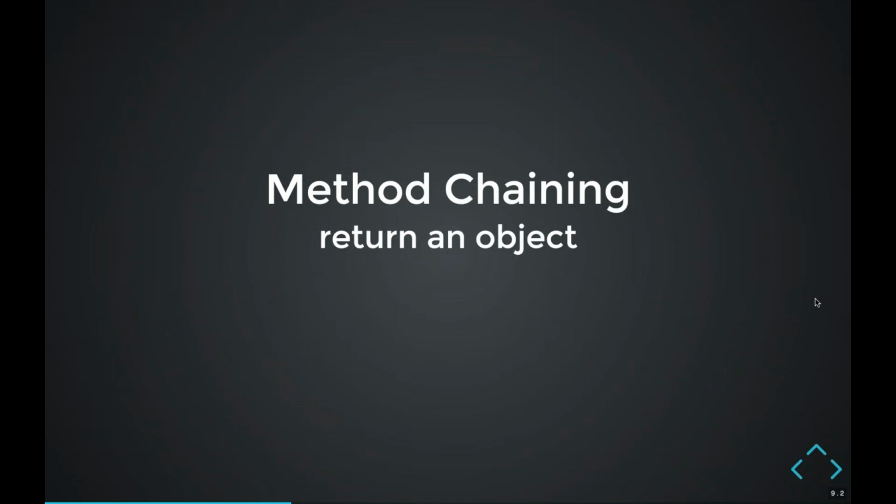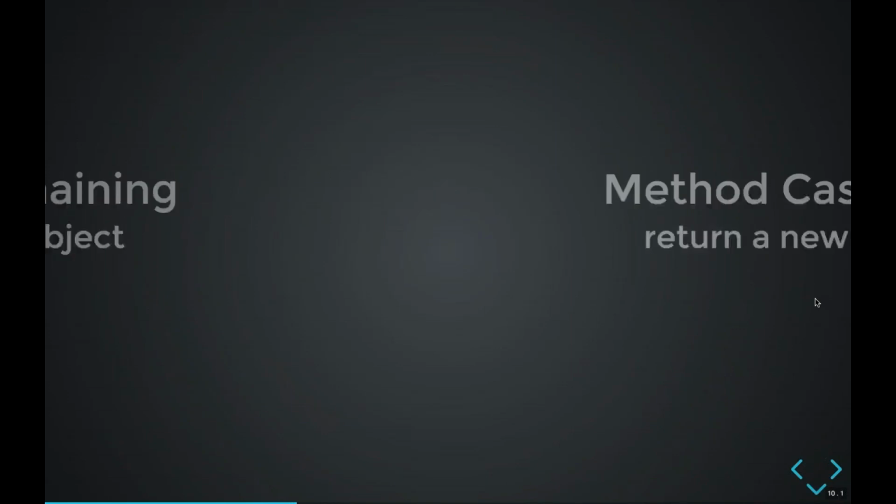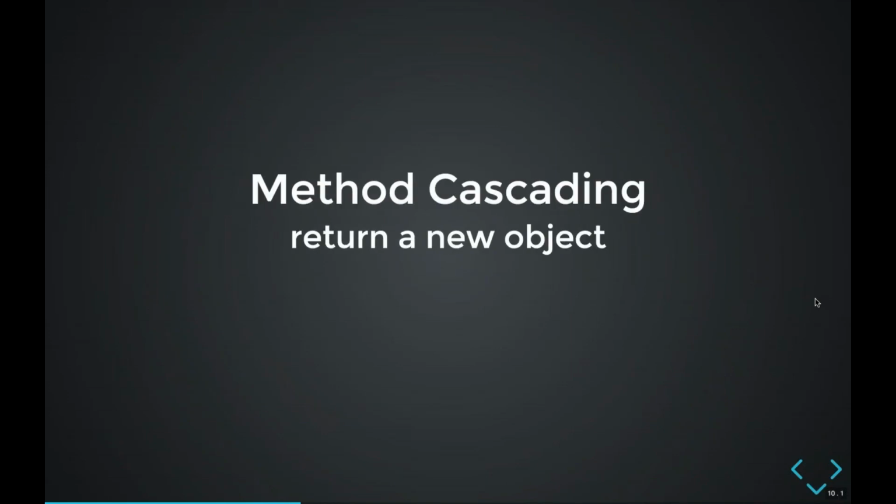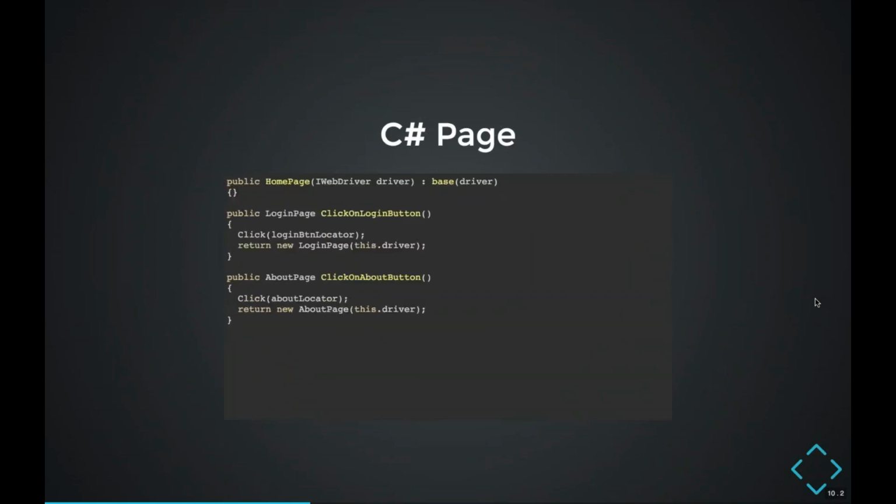The next one with the fluent pattern is method cascading. Method cascading is when you return a new object, when the method will create a new object and then return that object. And for automation engineers, you'll know exactly when those actions are going to occur, because that's typically whenever you go to a new page. You're going to need to call new page objects.